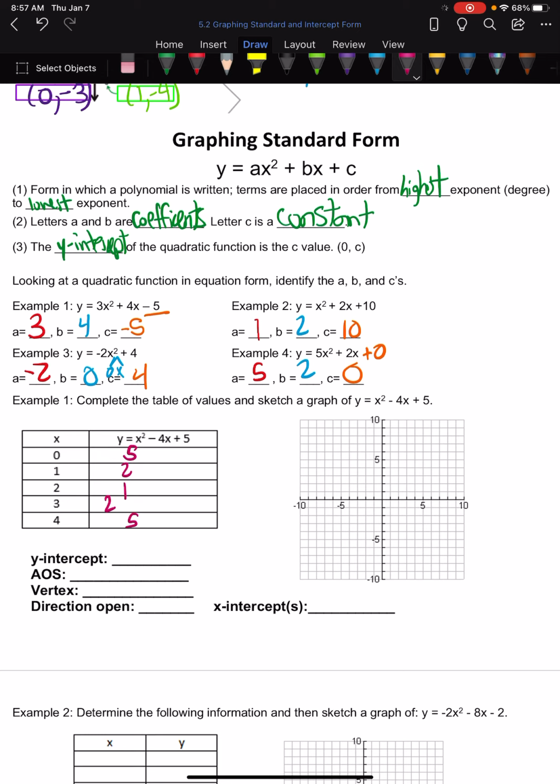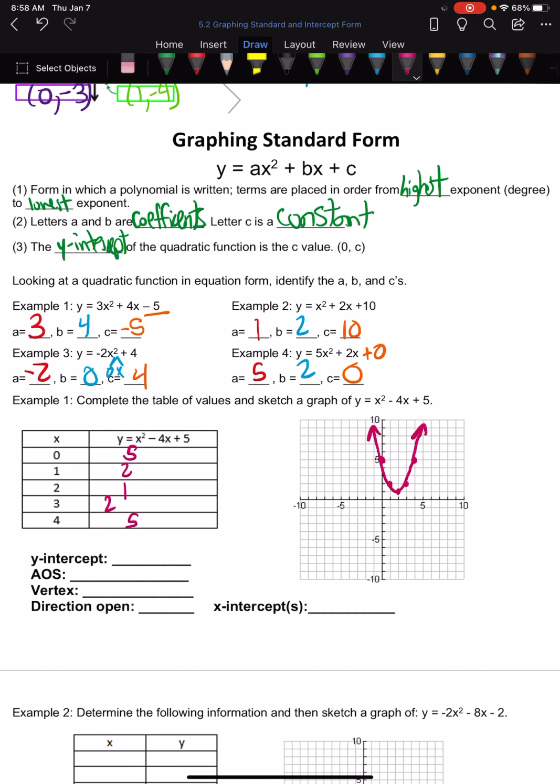So where x is 0, I have y of 5. Where x is 1, I have y of 2. Where x is 2, I have a y of 1. Where x is 3, I have y at 2. And where x is 4, I'm back up to a y of 5. And that gives us our parabola.